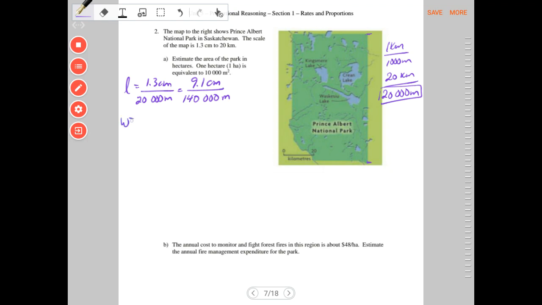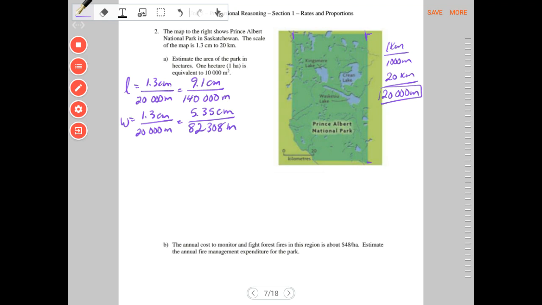We'll do the same thing for the width. So 1.3 centimeters represents 20,000 meters in real life. And when I measured the width, I measured from here to here. Okay? And I found it to be about 5.35 centimeters. So when I cross multiply 5.35 times 20,000 divided by 1.3, I get 82,308 meters. All right, good times.